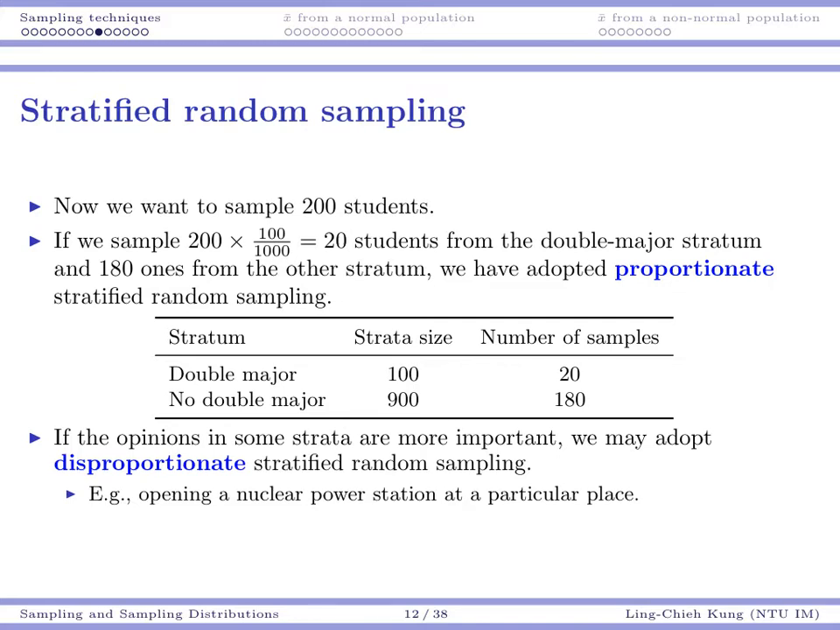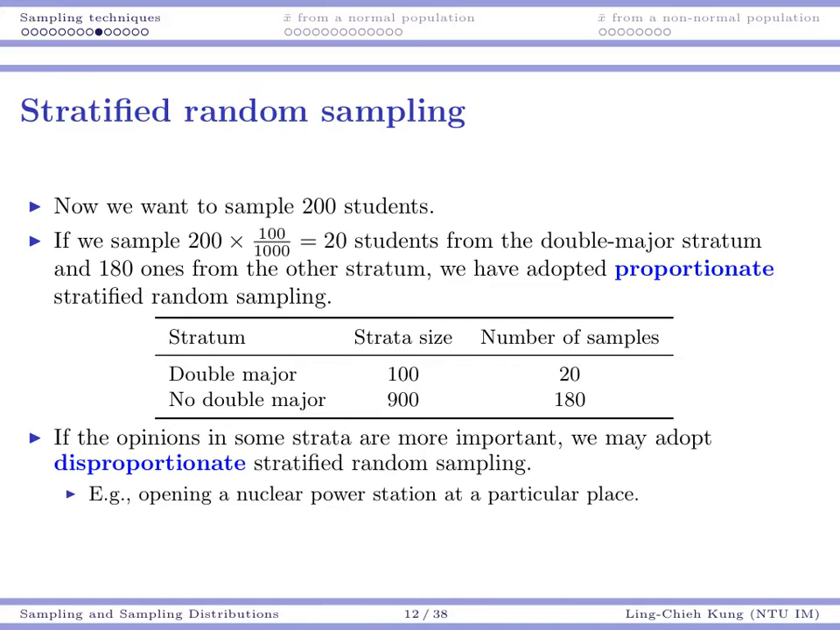Sometimes we may want to do disproportionate stratified random sampling. This is of course not so common, but sometimes if we think the opinions in one stratum are more important than in the other strata, then we may need to do that. For example, if we are asking whether to construct a nuclear power station at a particular place, then people living around it and people living far from it may definitely have different preferences. In that case, we may need to consider those living around the station more.